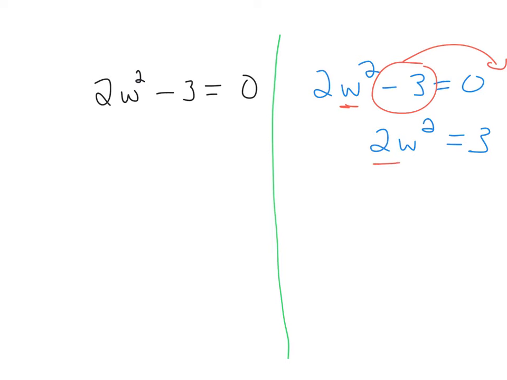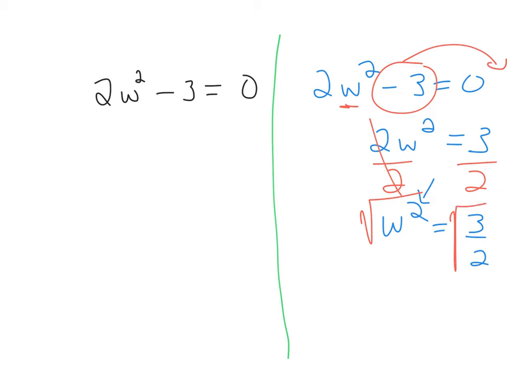Now I'm going to divide by 2 on each side to isolate my w squared. Cleaning that up, w squared is equal to 3/2. Now I need to deal with this square, and so how do I undo a square? Well, I take the square root, and of course whatever I do to one side I do to the other.